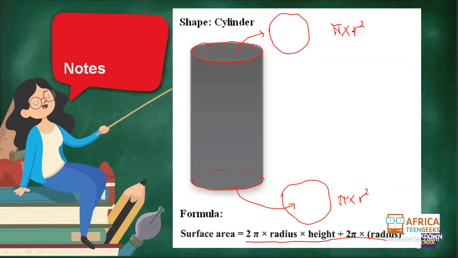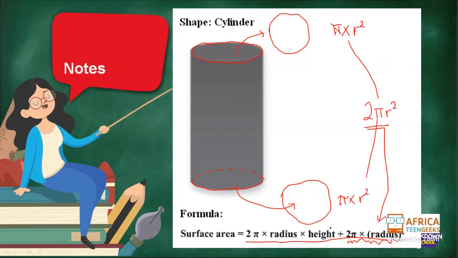Now, in total, you have two circles. So those two circles, this circle and this circle, will actually give us 2 times pi times r squared. Now notice this is the same as what you see here at the bottom: 2 times pi times r squared. So that's how this second part came about.